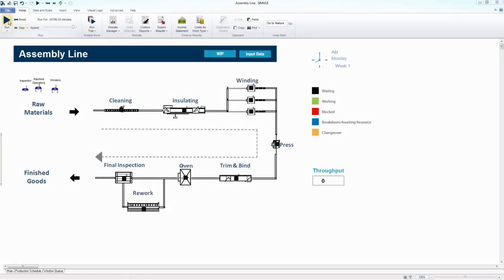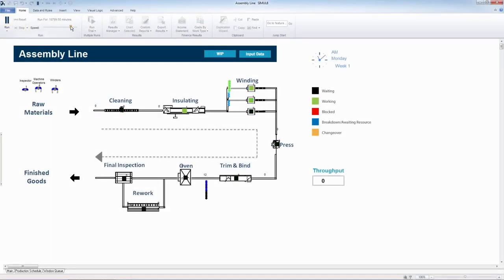Let's look at an example. This simulation is set within an assembly line where multiple families of electric motors are produced. The purpose of this simulation is to see how we can increase the throughput of our current production line based on the production schedules feeding the line.